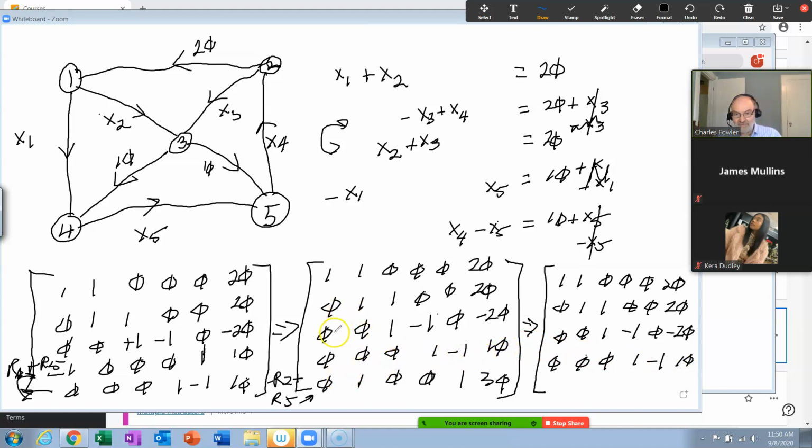And this one, when you do minus row 2 plus row 5, that will be a 0 here. Minus 1 plus 1 is 0. Minus 1 plus 0 is minus 1. 0 plus 0 is 0. And 0 plus 1 is 1. And minus 20 plus 30 is 10.